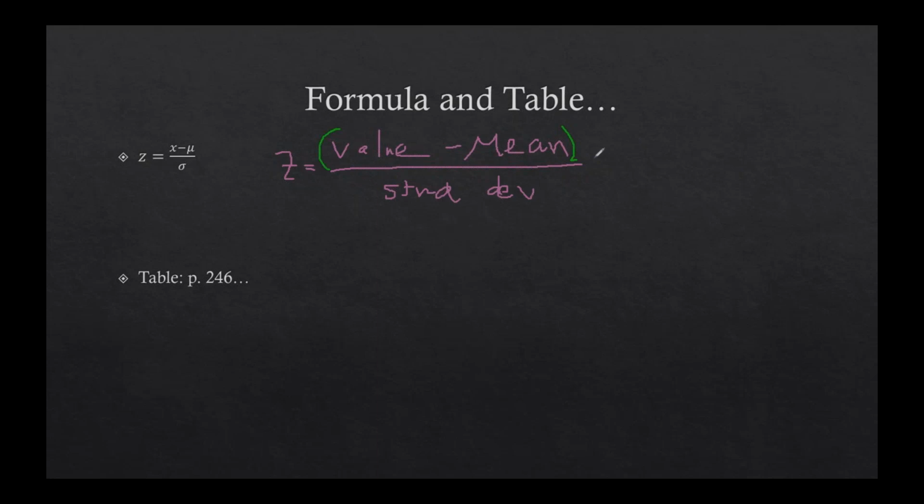It's going to be important that you subtract the numerator first before you divide by the standard deviation. That is super important. Okay, now, as we get into the table, the one thing I need you to remember about the table is that it always gives you area to the left, right?